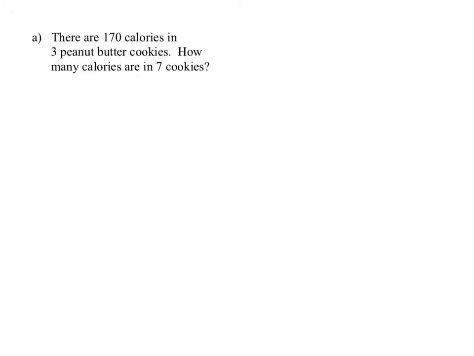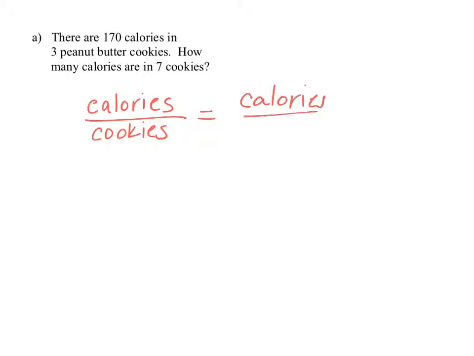There are 170 calories in 3 peanut butter cookies. How many calories are in 7 cookies? We can set up a proportion to solve this type of word problem, where we have identified the two variables, one being calories. So the calories over the number of cookies in the first example is going to equal the same proportion in terms of the calories over the number of cookies.